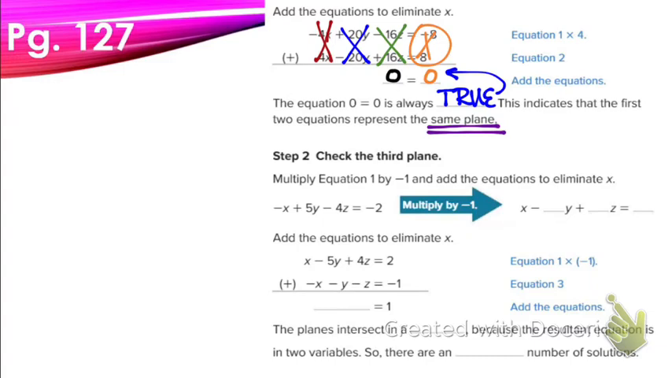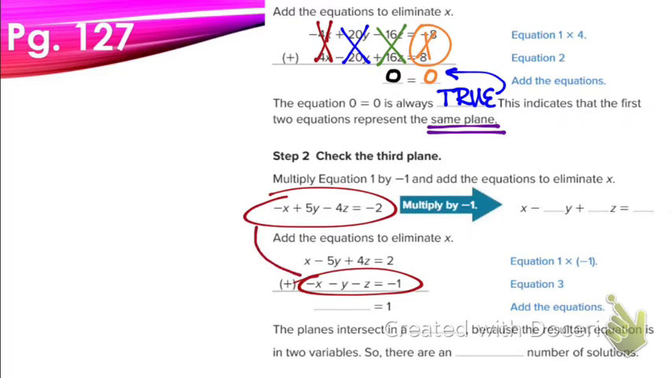So now I have to check the third plane. We're going to take this equation right here, and we are going to combine it with this equation right here. This is equation 3. If I add these two together as they are right now, will anything cancel?